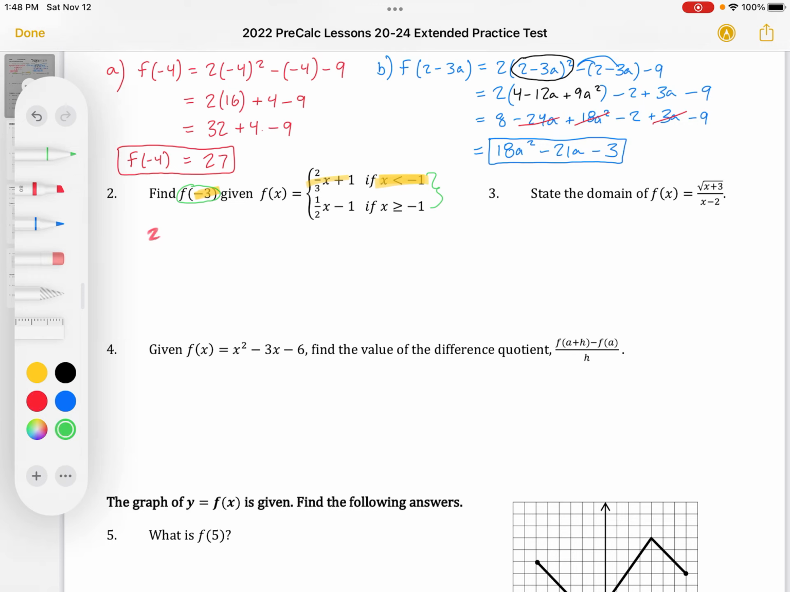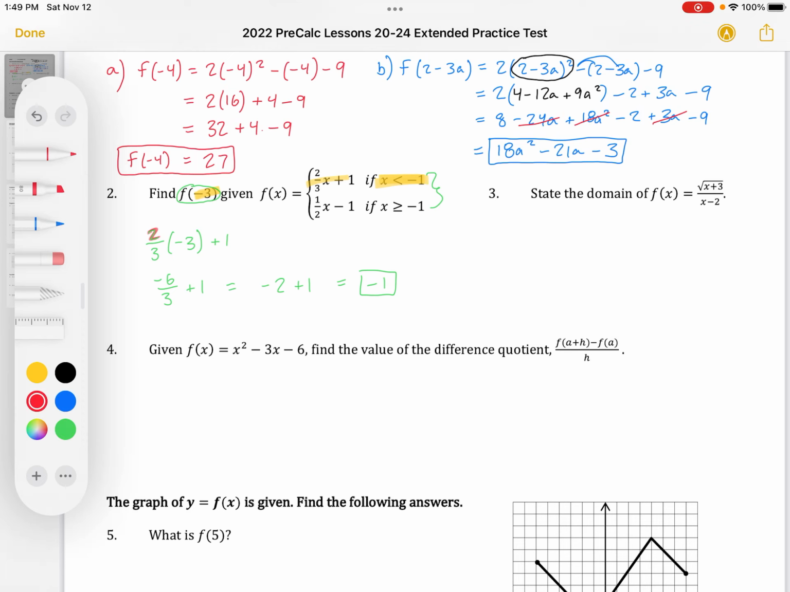So if we plug in 2/3 times that x value, -3, plus 1, well, 2/3 times -3, you can just do 2 times -3, which is -6, and divide it by 3 and then add 1. So that's -2 plus 1, which gives you an answer of -1. So that is the function's value at -3.